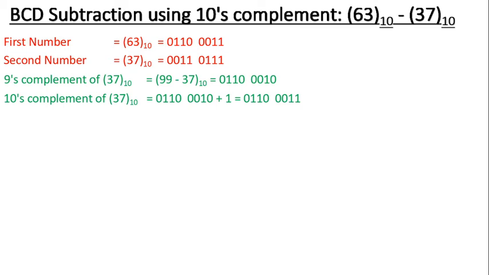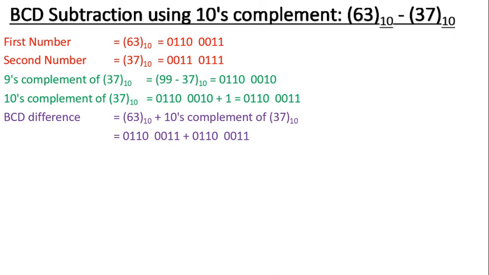Now, coming back to our problem. Here we get the tens complement of the number subtracted, which is 37, and it is written on the right side. Now the BCD difference is nothing but the first number plus the tens complement of the second number. So the BCD difference is equal to 63 decimal plus the tens complement of 37 decimal. These two are to be added together, so we carry out this addition.